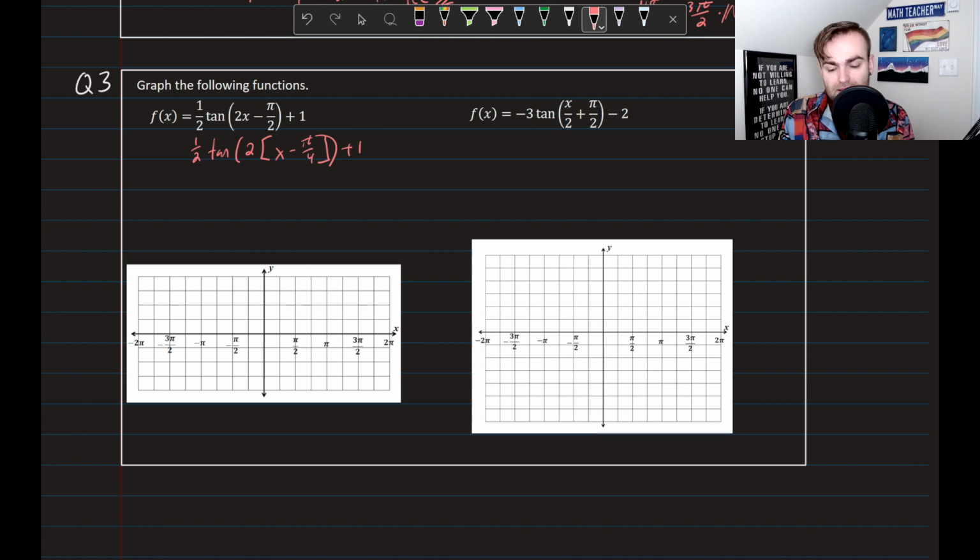So let's start with the 1. Let's move the middle up. So let's draw the middle here.